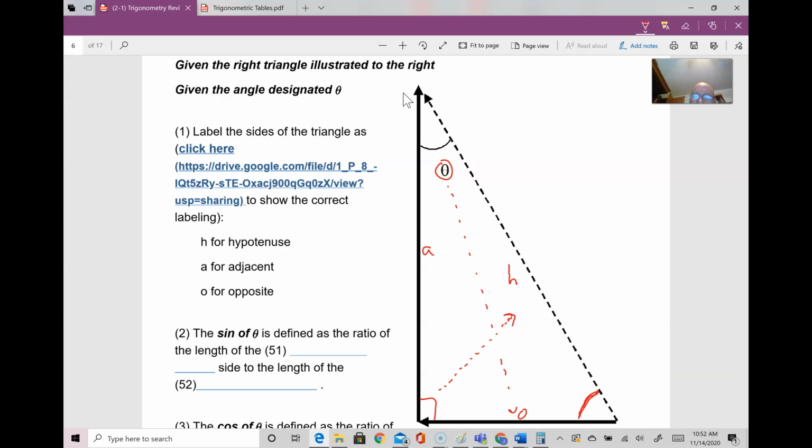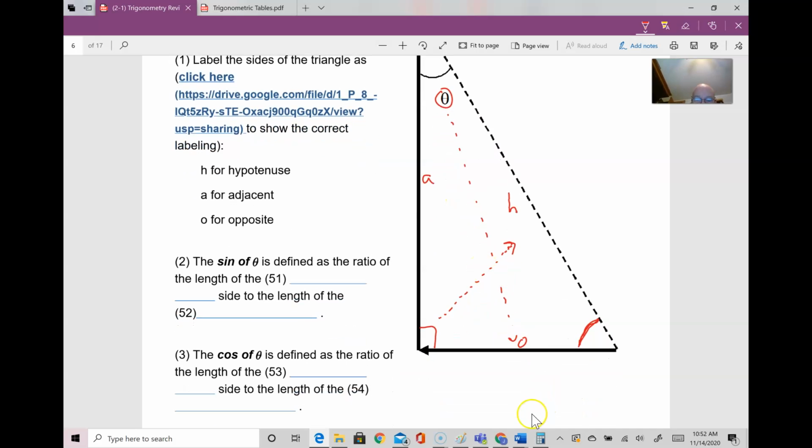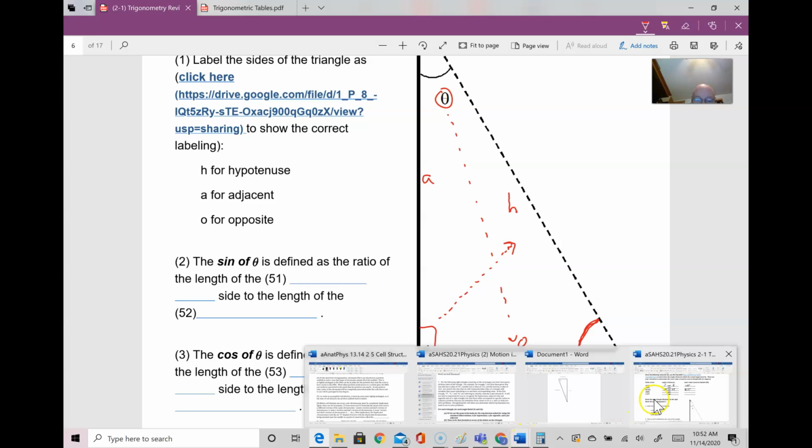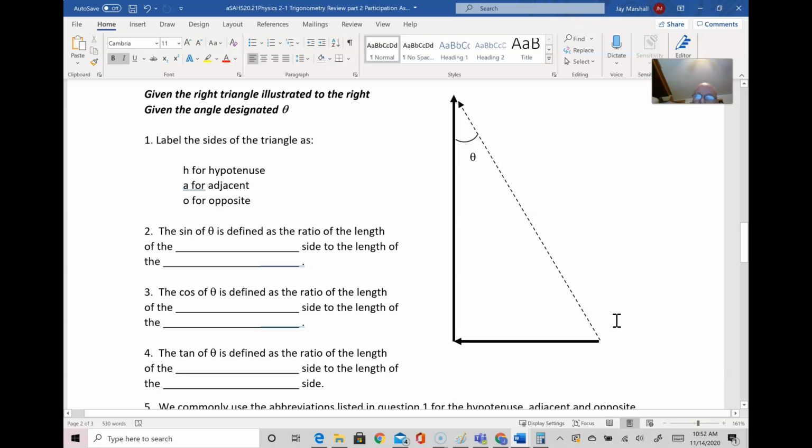So all I need for you to show me is that you've correctly labeled this triangle for that particular part of the exercise. So here on your worksheet, you would just say hypotenuse, adjacent, and opposite side. Okay?